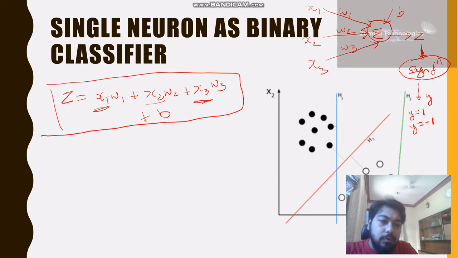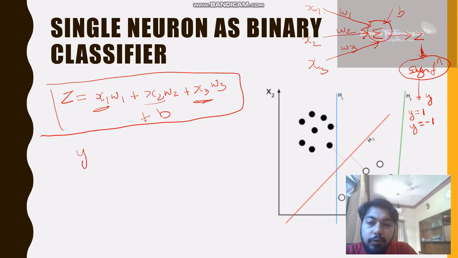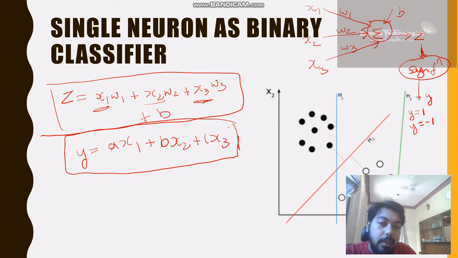So let's also consider this simple input Z. Let's also see this equation in a new way. As you can see, this is also the equation of a line. I can simply say the equation of a line is nothing but, let's say, ax1 plus bx2 plus cx3. This is also a linear equation, the equation of a line in 3 dimensions.